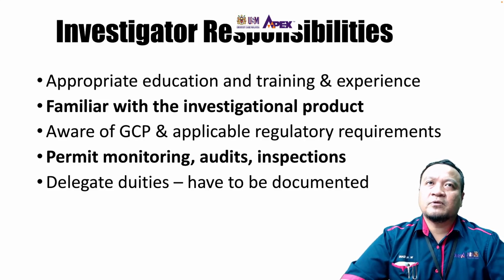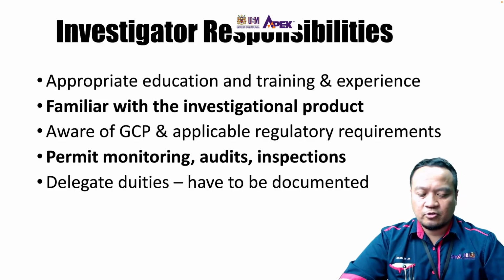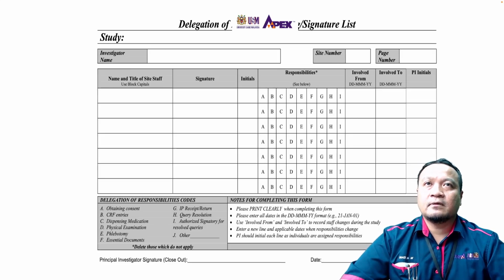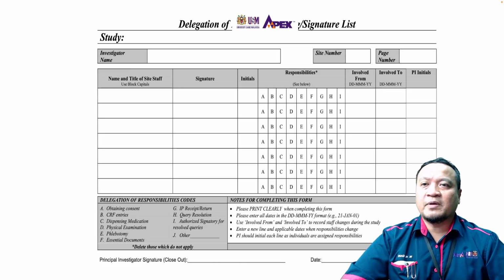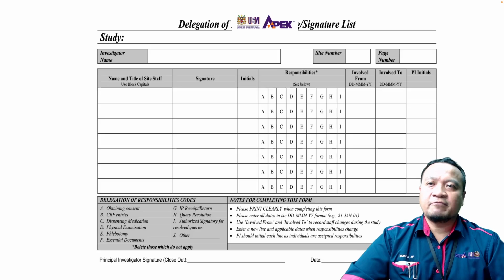The investigator is also responsible for delegating duties. All these delegations of duties have to be documented. So this is an example of a delegation of responsibility log, a signature list. I mean, you have the names of your site staff. For example, if the site staff is a study coordinator, then the site staff will need to sign and initial, and the principal investigator will assign delegation logs, for example, to obtain consent, to dispense medication, or to conduct physical examination.